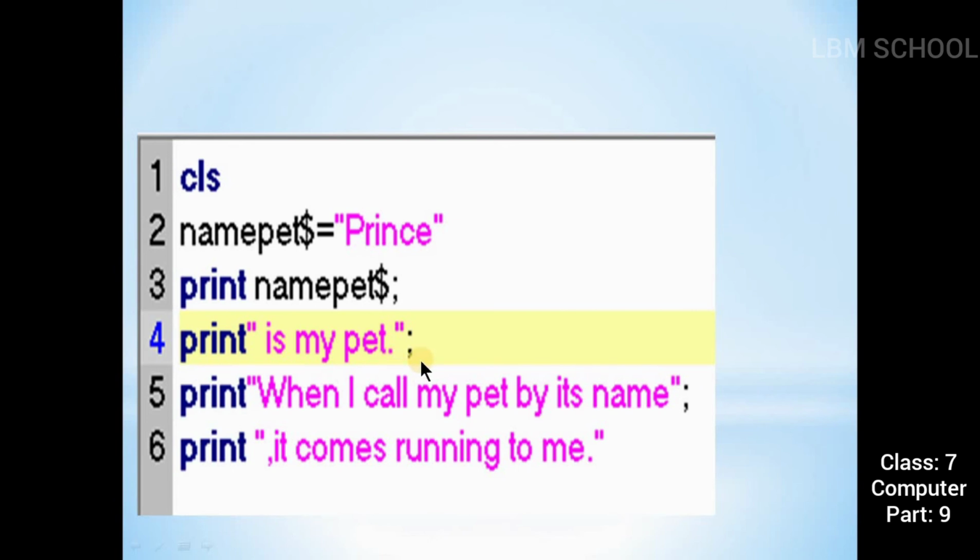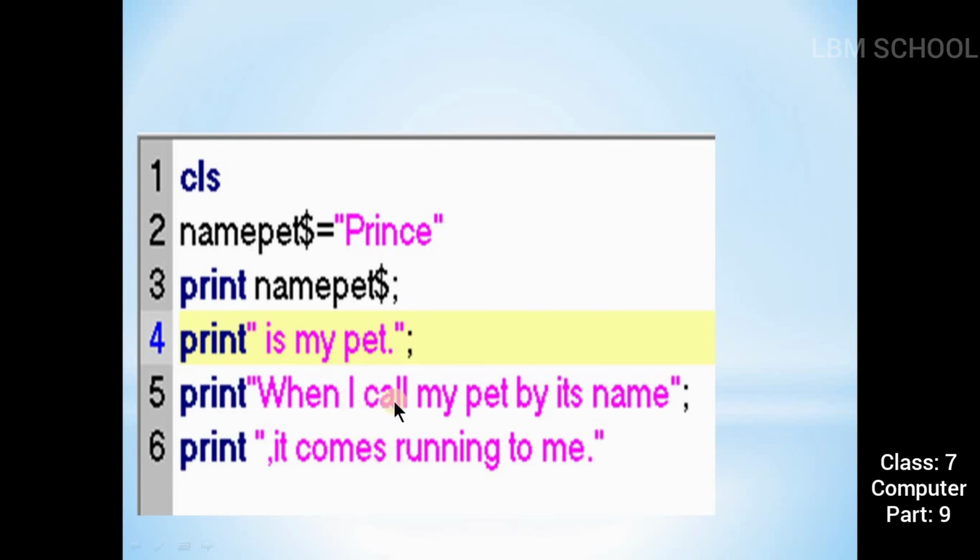What is the second sentence? "When I call my pet by its name." This will join here. Again semicolon. Again I am writing print "it comes running to me." These are all in quotation marks, so this will be as such in the output.